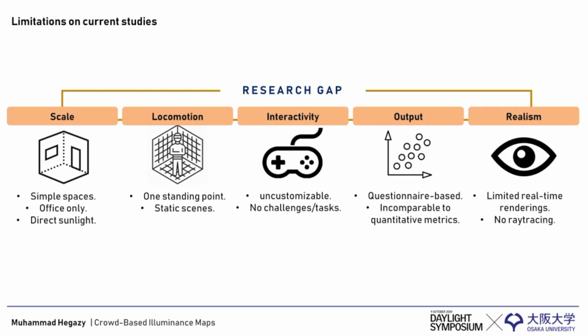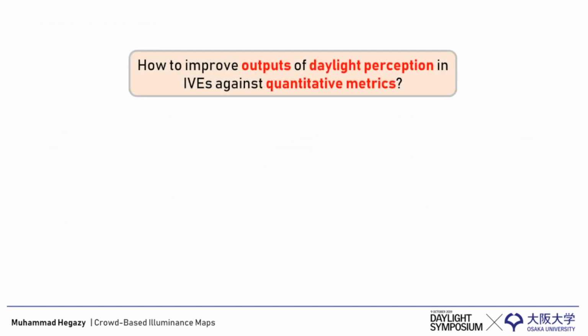However, from our literature review, we could find a number of limitations to the current studies in this aspect, mainly related to the scale of the projects that are being discussed. Also, the locomotion techniques are lacking in most of these studies. It's just one point of view where the user can only move his head but cannot move inside. Also, it is not interactive enough to offer a proper immersive experience, and the output is not directly comparable to quantitative metrics, for example, like illuminance map or annual daylight metrics. And of course, realism is still not convincing enough.